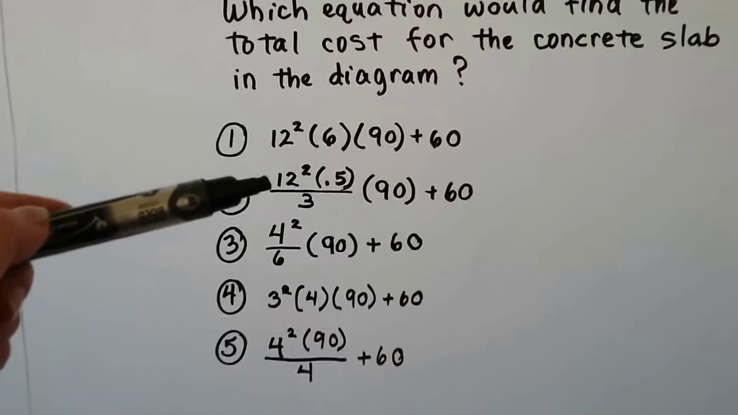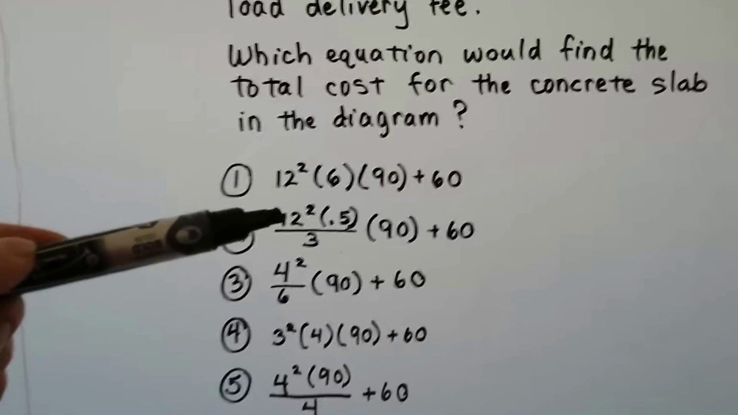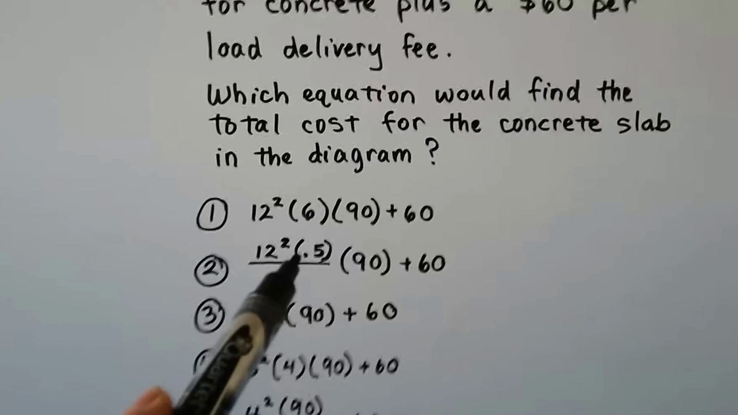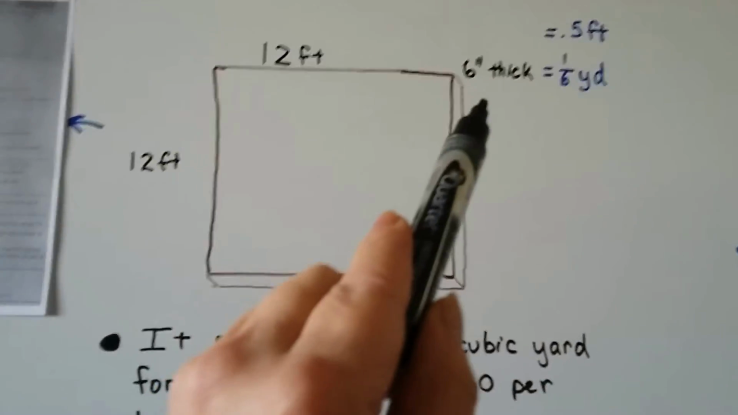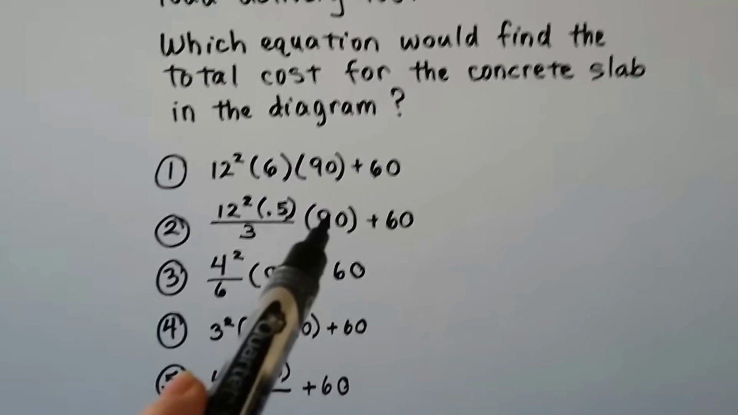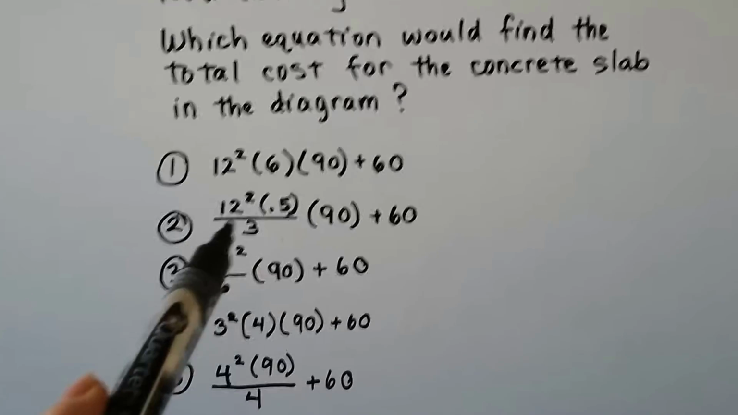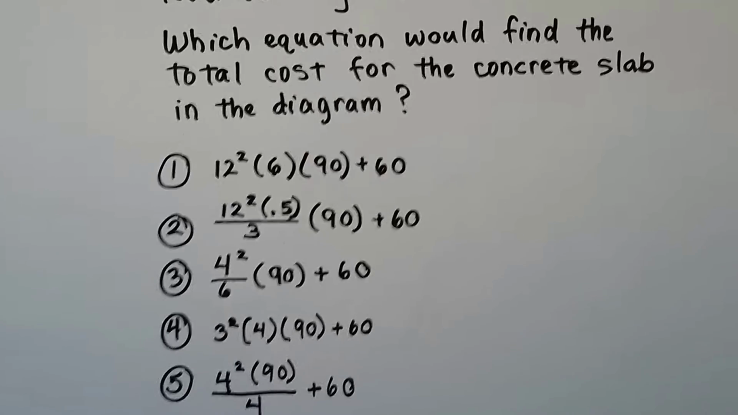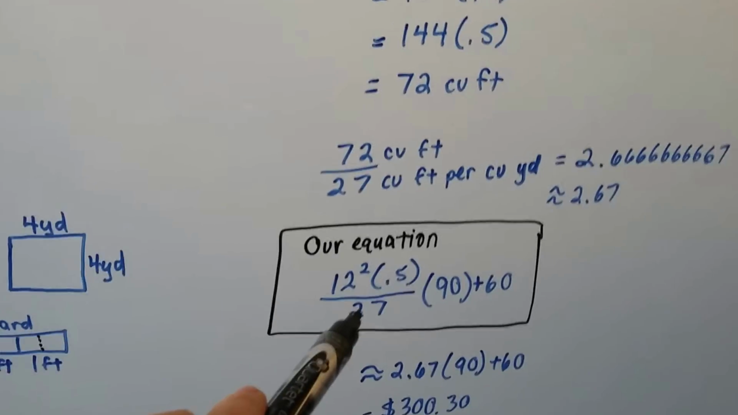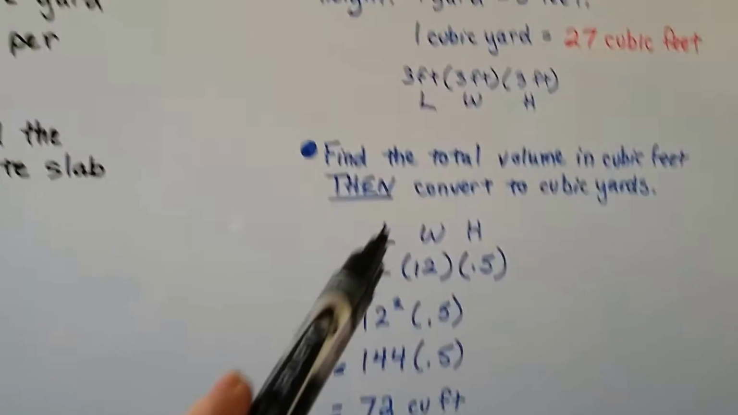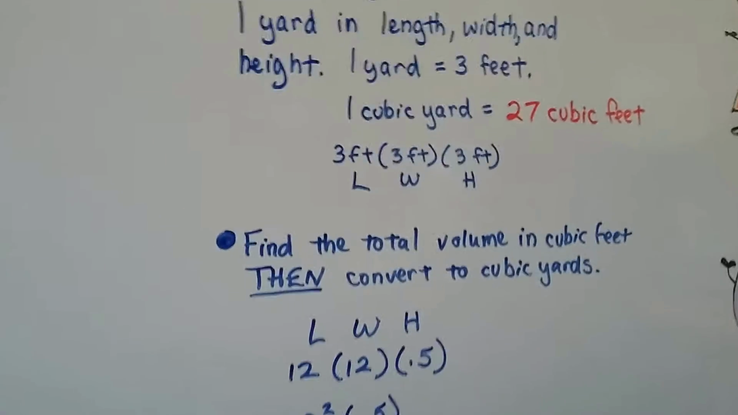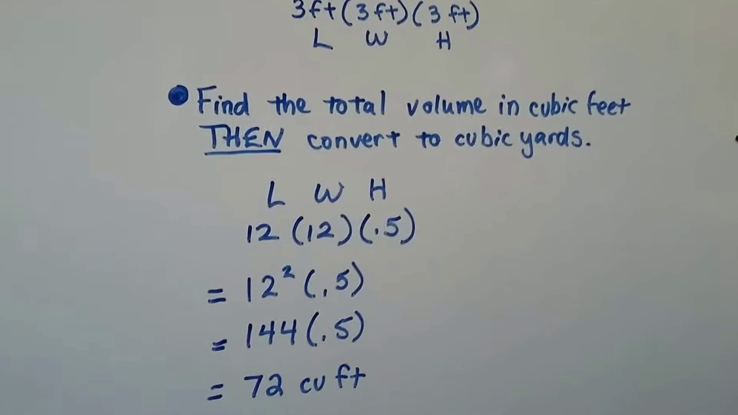Now look at this one. Number 2 could be confusing. It's got 12 squared, which is 12 times 12, and then it's got times 0.5. Well, 0.5 is half of a foot. So it looks like that might work, and then they're multiplying it by the $90 per cubic yard and then adding the $60. But look, they're dividing it by 3. And the reason this one is wrong is because we wouldn't divide it by 3. We would divide it by 27 because there's 27 cubic feet in a cubic yard. We would find the total volume in cubic feet, then convert it to cubic yards.